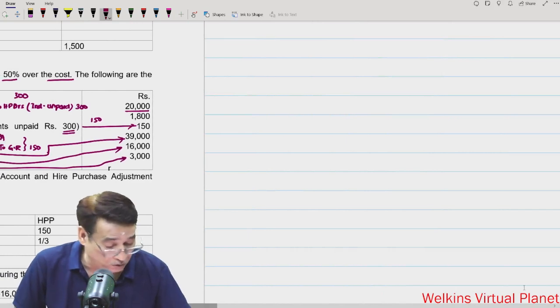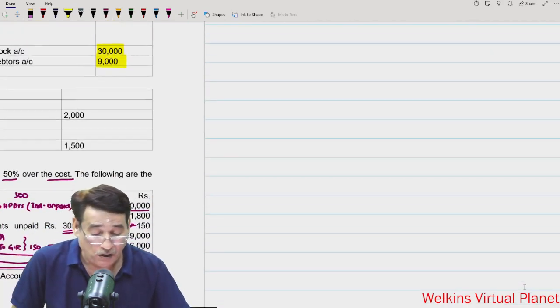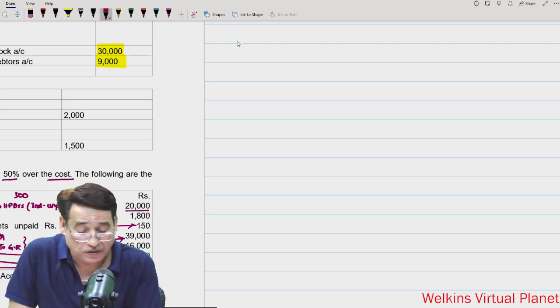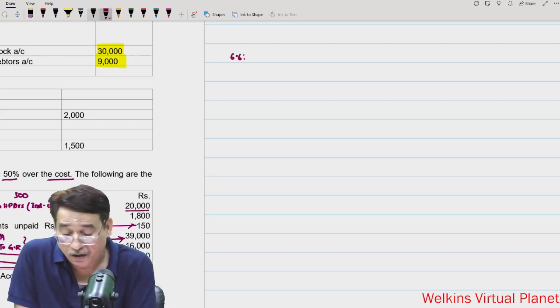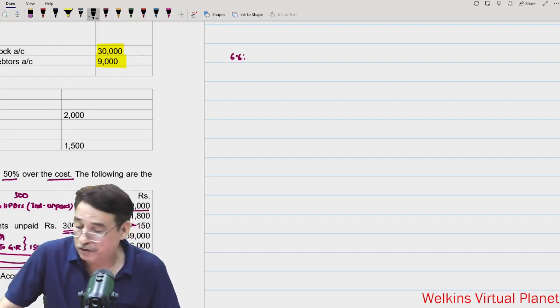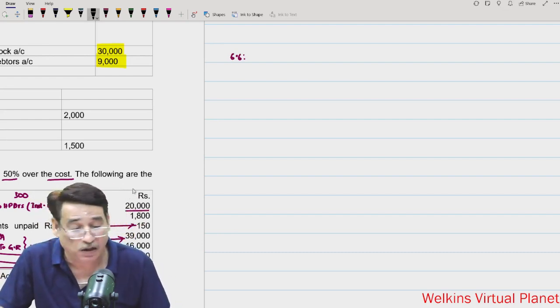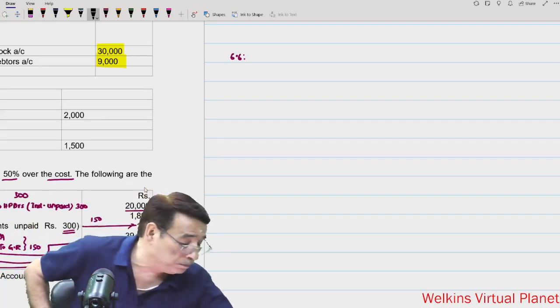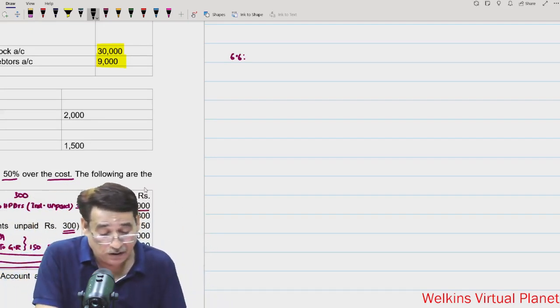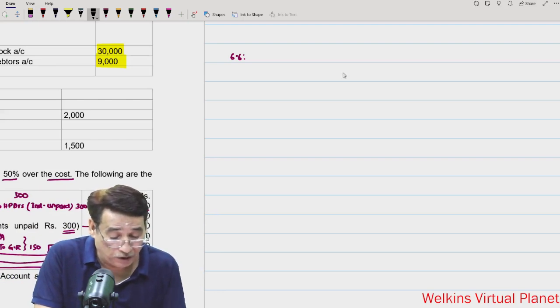So in order to solve the question, this is 6.6 in fact, correct? In order to solve this particular question, first of all, I will need a scale. And where is the scale? First of all, let me pick it up.